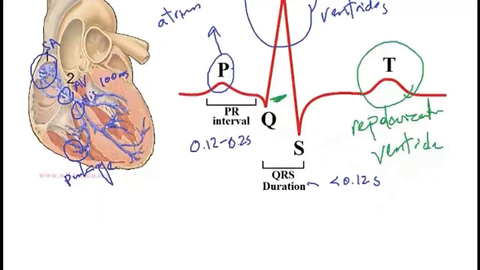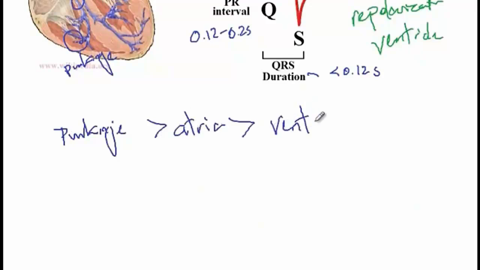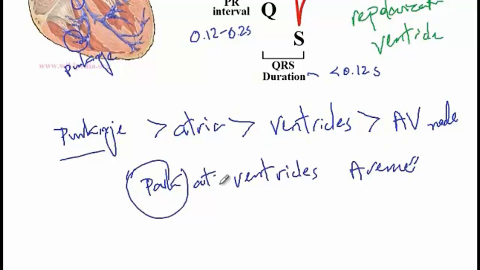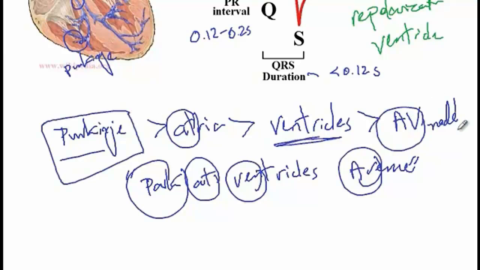Now, in addition to the facts I mentioned here, I would also like you to note that the speed of conduction is fastest in the Purkinje fibers, after that in the atria, ventricles, and the AV node. So the way I memorize it is park at ventricles avenue. So park corresponds to the Purkinje fibers, at goes for atrium, ventricles goes for ventricles itself, and then avenue goes for the AV node. So that's the order from which the speed of conduction is fastest to the slowest.